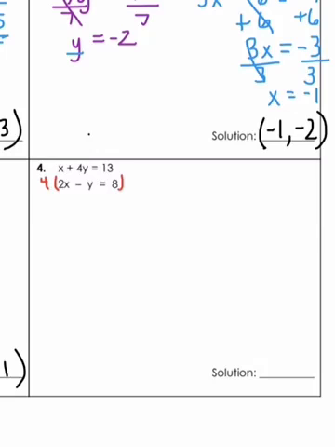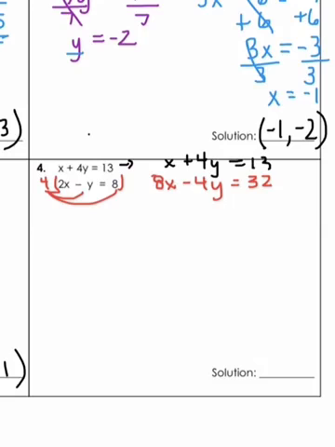So our new equation, if I distributed that, would be 8x minus 4y equals 32. That's just from distributing. And then our top equation would be the same as it is. We're just going to move it over. So that creates x plus 4y equals 13. And then we can add those down.